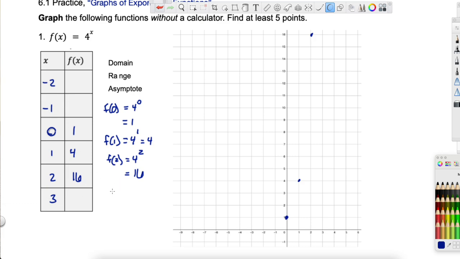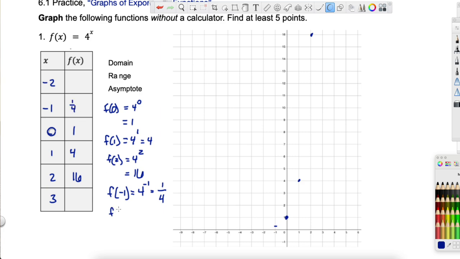Let's go the other way. f of -1 would be 4 to the -1 power. If I wanted to make this into a positive exponent, I have to put the 4 into the denominator. So that would be 1/4. So -1, 1/4. So right here, that's a 1/4, right about there.